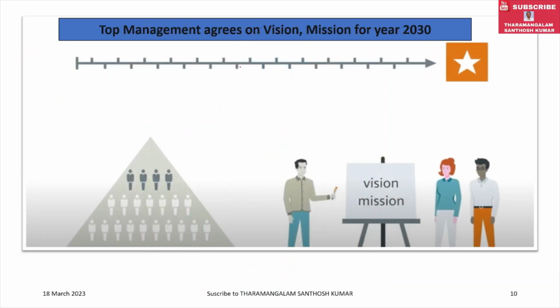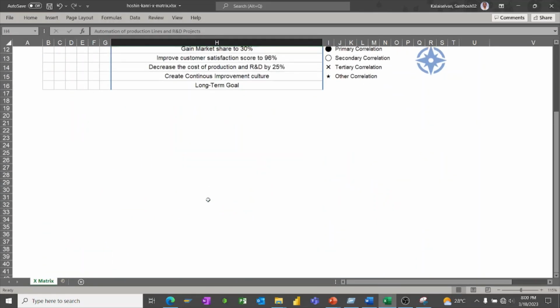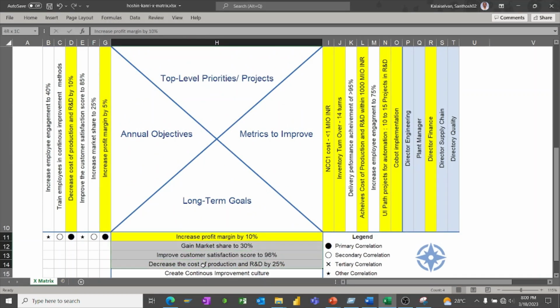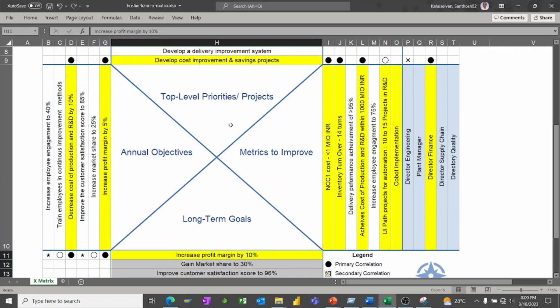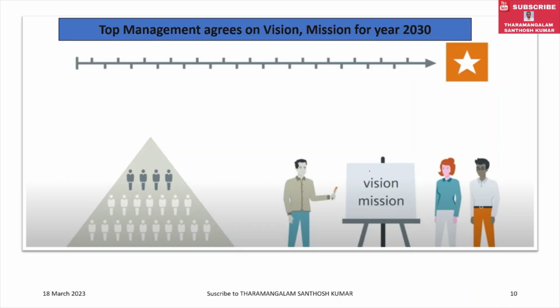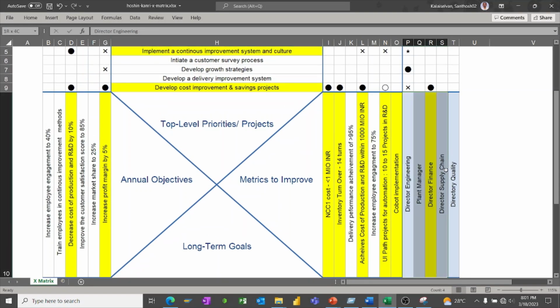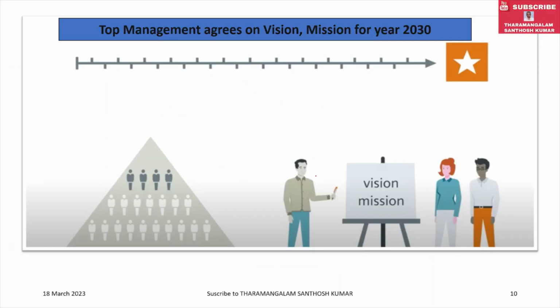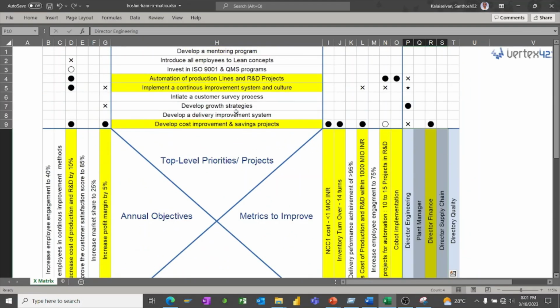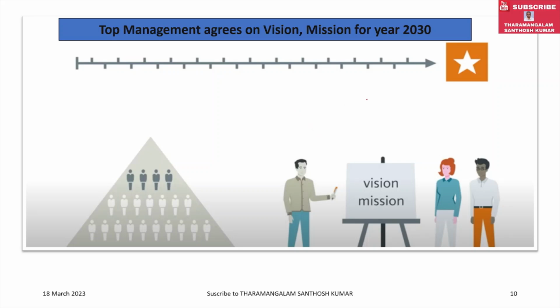So now the top management agrees on this vision and mission for the year 2030. The vision and mission, with all these explained long-term goals, is explained to each and every representative. These are the representatives, the responsible persons who are going to work on these projects. Okay, so this is explained. This is year 2030. This is our timeline.